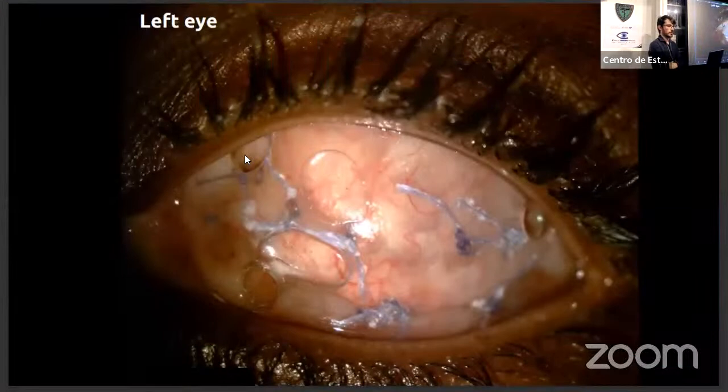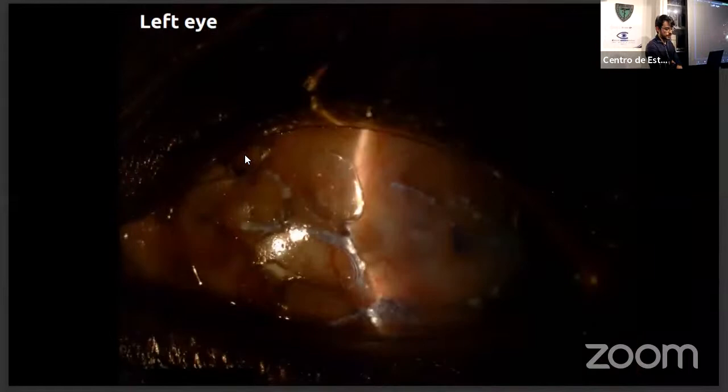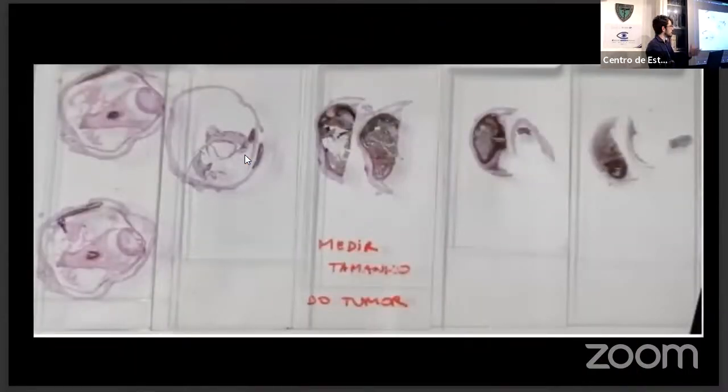Here we can see the aspect of the anophthalmic cavity. She's still using the scleral lens, but we have here the wound is quite well. We don't have any sign of dehiscence or infection. Here we have the cut, and the patient is also following the adaptive process.